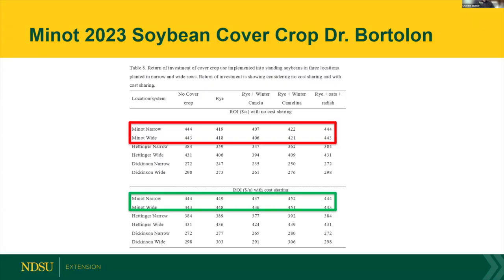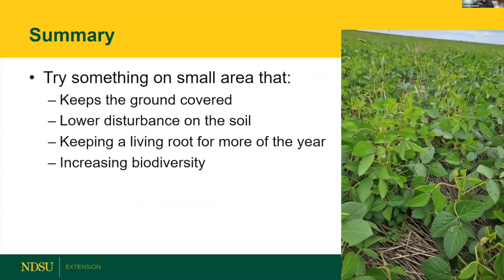But let's move down to the green box. The Minot Narrow is $444 still because with no cover crops there's no cost sharing. But with the cost sharing at $30, we actually increased our revenue and helped balance that out. There are many programs out there that can help cover some of that cover crop seed cost and the additional input cost associated with going to cover cropping, and help balance out that equation to keep the return on investment there.